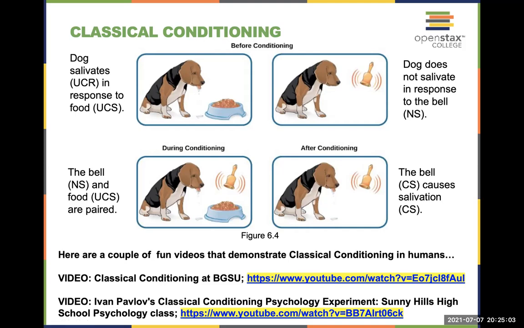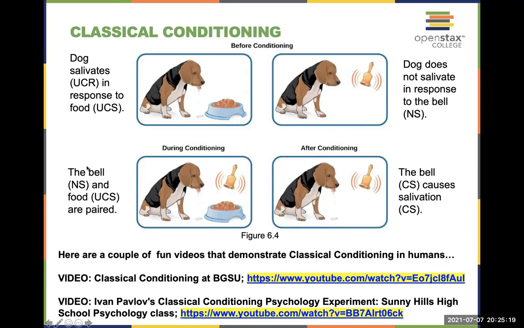Nothing. The bell doesn't really mean anything. As far as food goes, he's not going to salivate in response to the bell. He might react to the bell because he hears it. It's a stimulus in the environment, but it's not going to cause him to salivate.